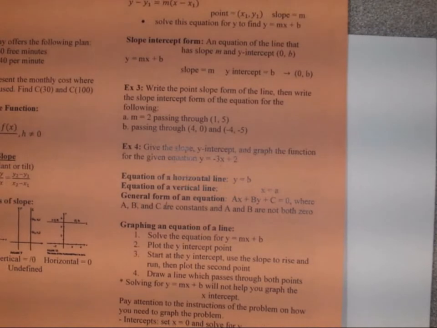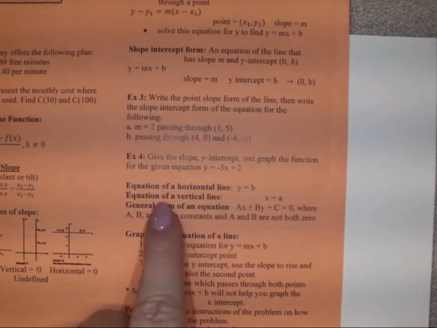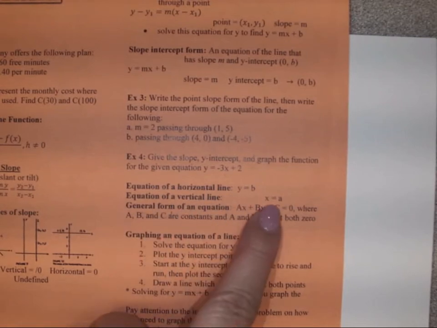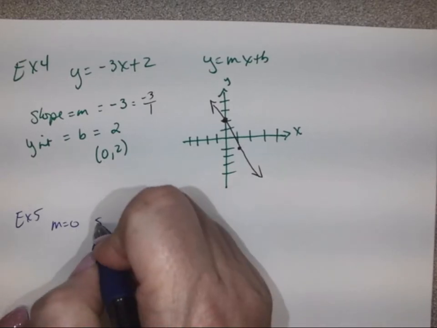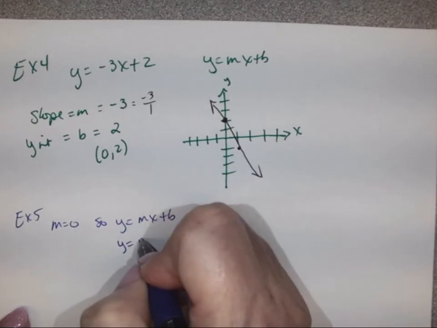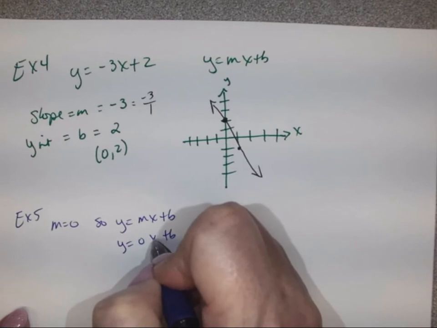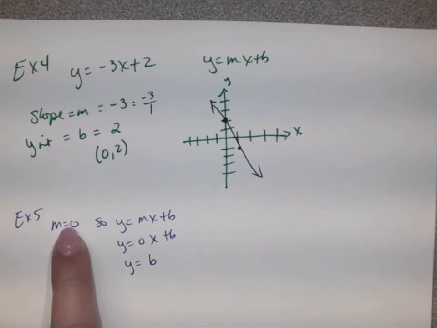So, equation of a line, of a horizontal line, remember, is y is equal to b. And the equation of a vertical line is x is equal to a. So, on example 5, we are given to graph a line, and we're told that our slope is equal to 0. So that means that y is equal to mx plus b, so y is equal to 0x plus b, which tells us that y is equal to b. So that's where you know you have a horizontal line. If your slope is 0, you end up with just b, because 0 times anything goes away. Just a little clarification in how you can tell on that.